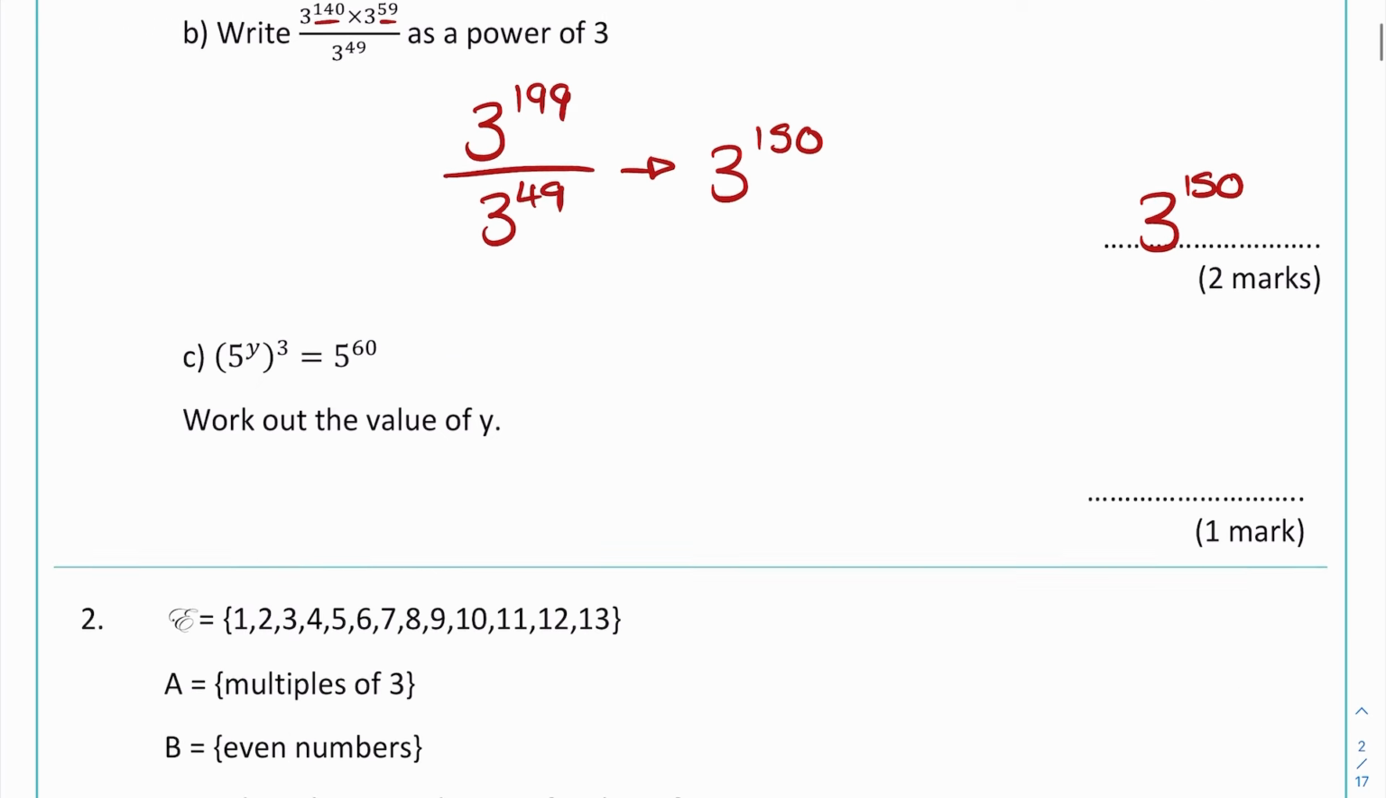For part C, we have powers in brackets. When we've got powers in brackets, you multiply those powers. So the y and the 3 are going to get multiplied. That's going to make the number 60. So we could write that as an equation. You could write 3y is equal to 60, and then divide both sides by 3, you get y equals 20. Of course you might just spot that that's 20, you might not need to write the equation, but there we go, we can write it like that anyway.